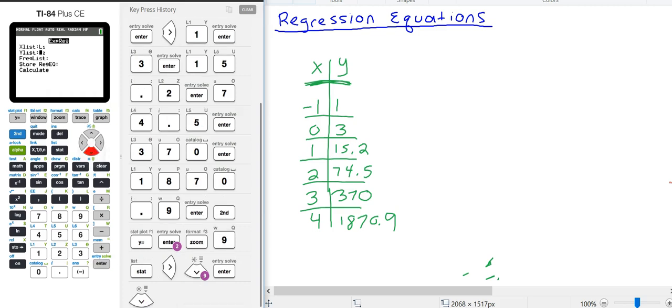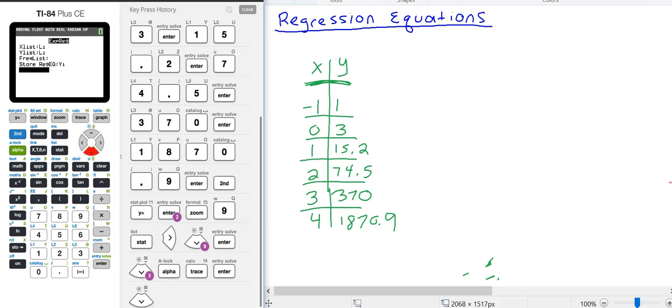Let's store the regression equation in Y1 so that when we press Graph, we'll be able to see the curve also. By pressing Alpha, Trace for F4, we can click on Y1, and then it automatically transfers the equation over to Y1. Then we're going to scroll down and press Calculate.